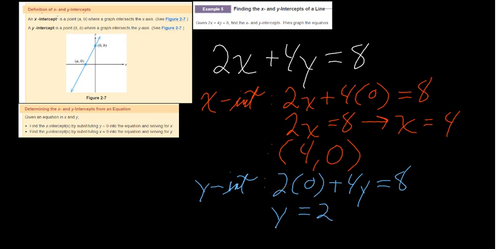So this means that my y-intercept is going to be a 0 for the x, and a 2 for the y, just like that. So that is how I find my x and y intercepts.